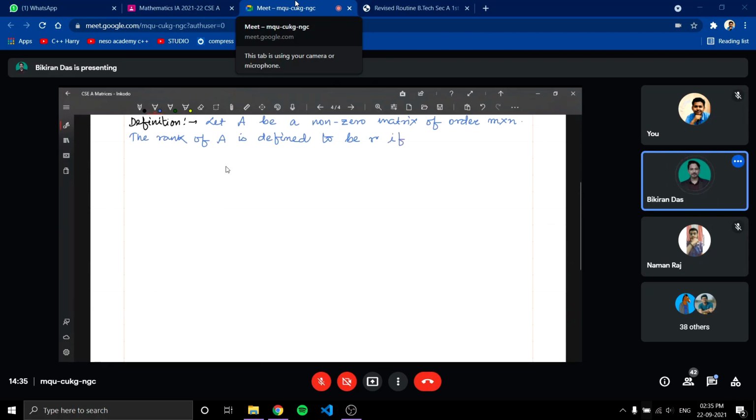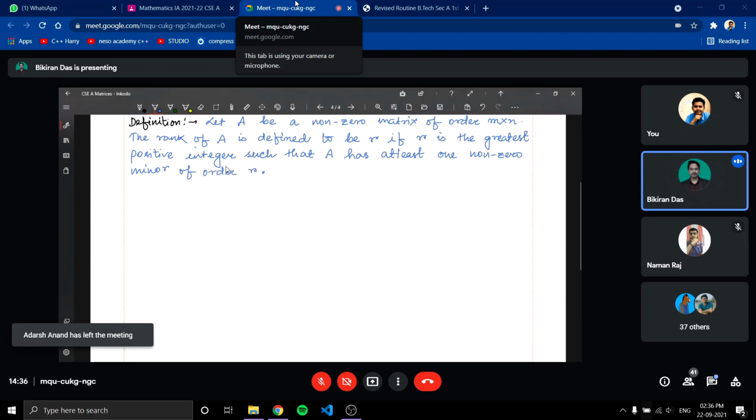if R is the greatest positive integer such that A has at least one non-zero minor of order R.